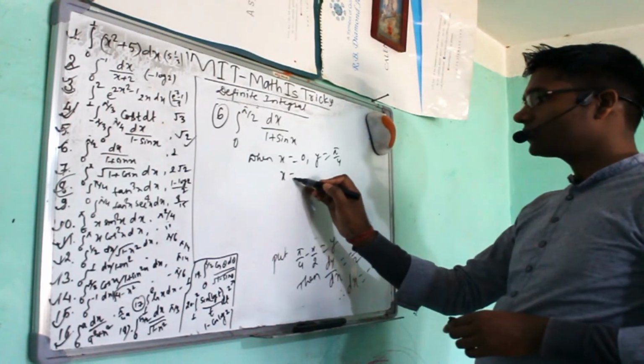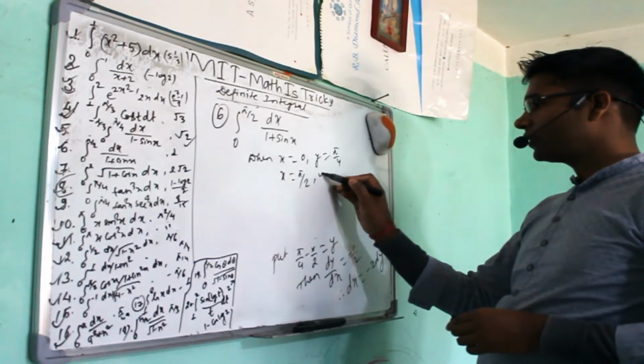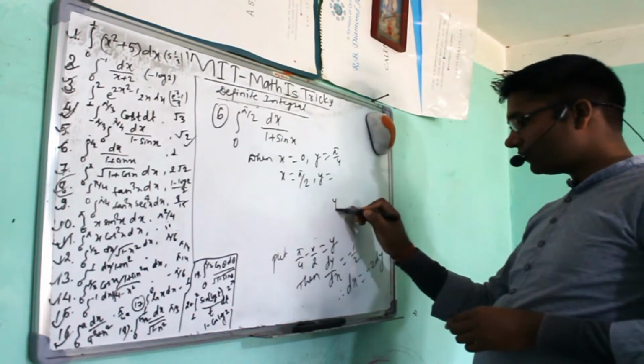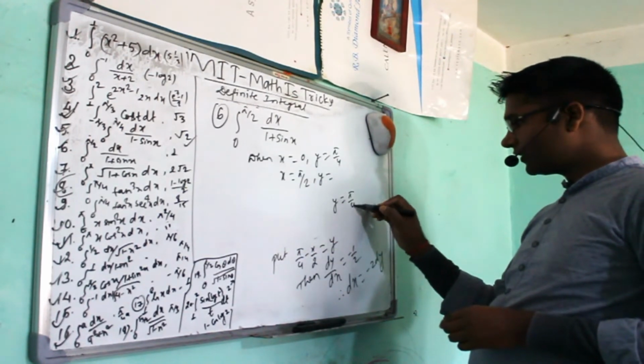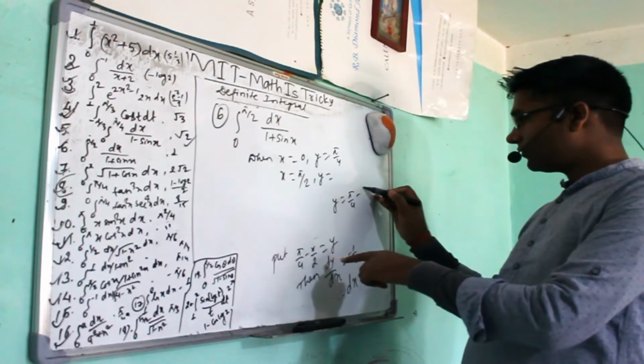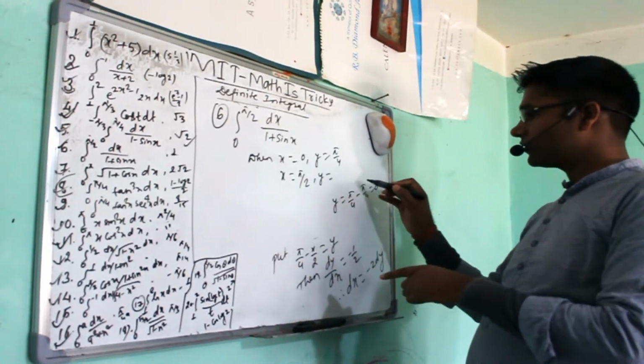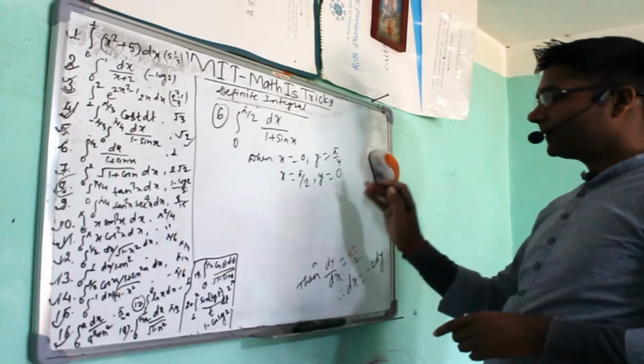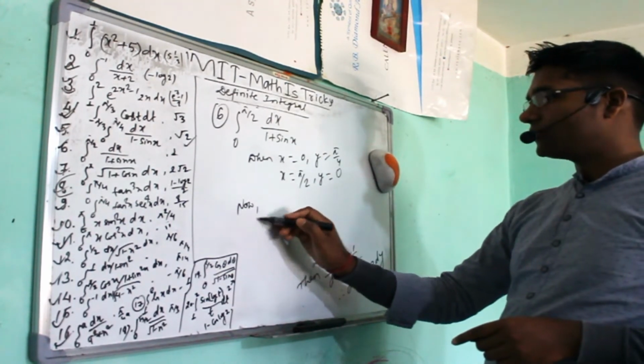Number 4, it's very easy, we need to calculate the indefinite integral and then substitute the value. Let's see question number 4. So it is here integration from minus pi by 3 to pi by 3 of cos t dt.